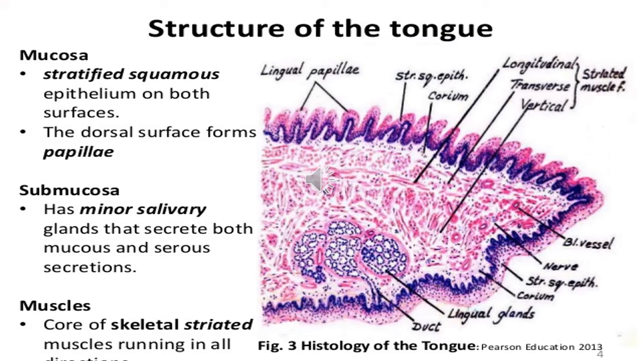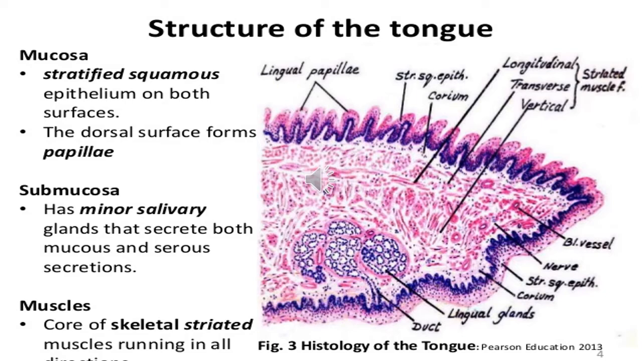Now coming over to the histological layers of the tongue, the first one is the mucosa, which includes the epithelium and the underlying core of connective tissue, which is called the lamina propria. Just below it is the submucosa, and in the center, the third layer, is the core of skeletal striated muscle, which are running in all directions.